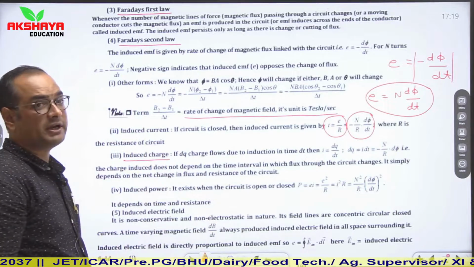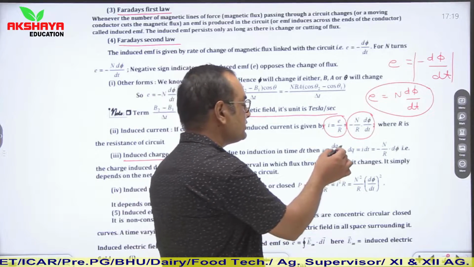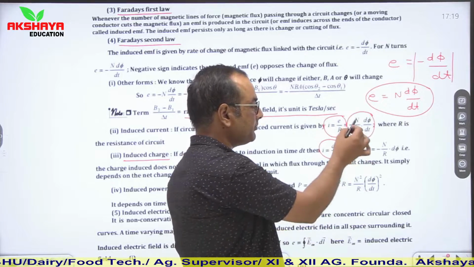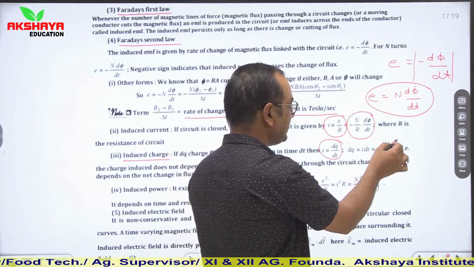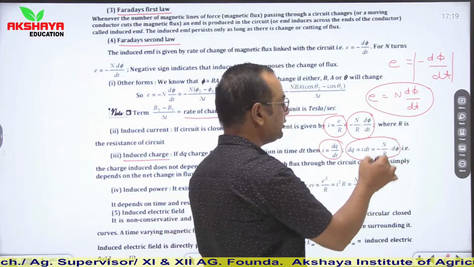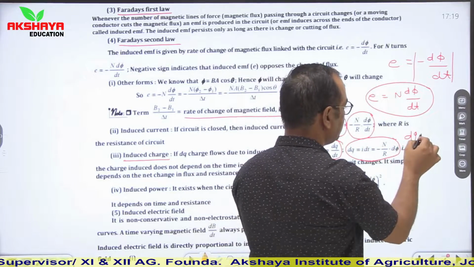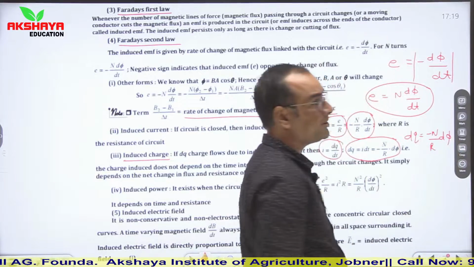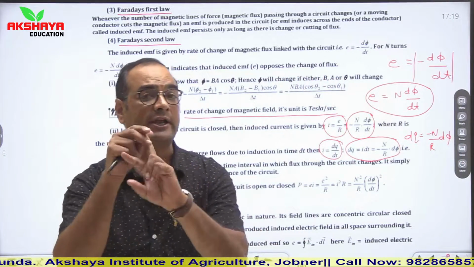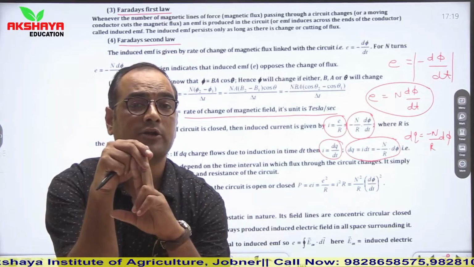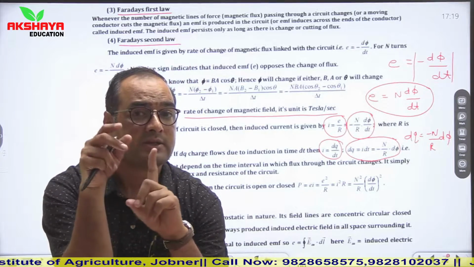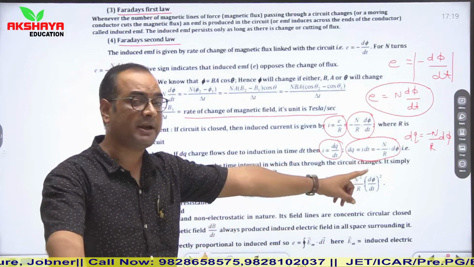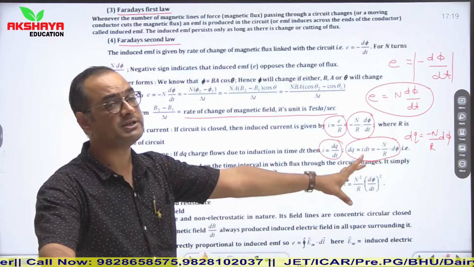Induced charge: if we talk about induced charge, then it can be calculated by using the relation I is equal to dq upon dt. So dq is equal to I dt. So from here dt cancels out, and we can say that charge is minus N upon R into d phi. It means dq is equal to minus N upon R d phi. So always keep in mind, induced EMF and induced current both depend on the rate of change of magnetic flux, while induced charge simply depends on change in magnetic flux. It is independent of rate of change. It simply depends on change in flux.